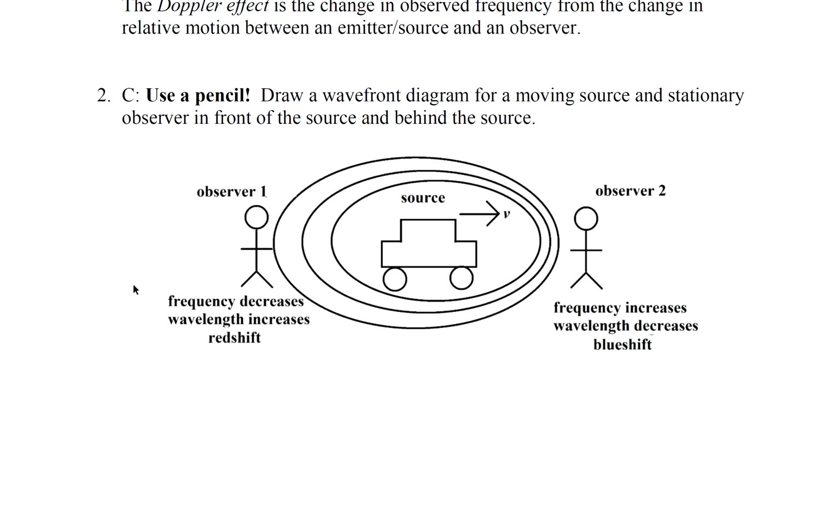So V is a constant. Lambda gets longer, F gets shorter. Remember, wavefronts are distance between crests. Look at observer 2. The wavefronts are getting closer to each other. So the wavefronts, which are the distance between crests, show that the wavelength is decreasing and frequency is increasing because V equals lambda F. V is a constant.